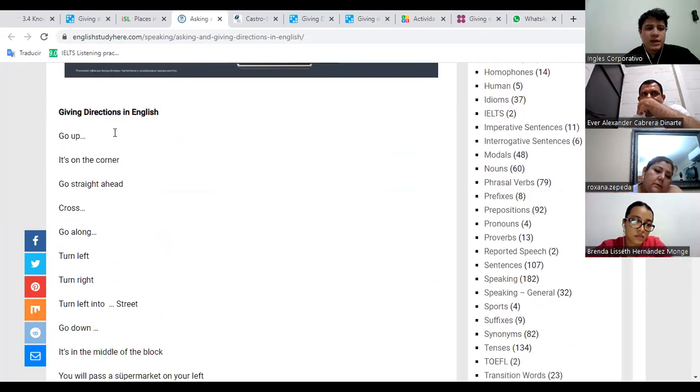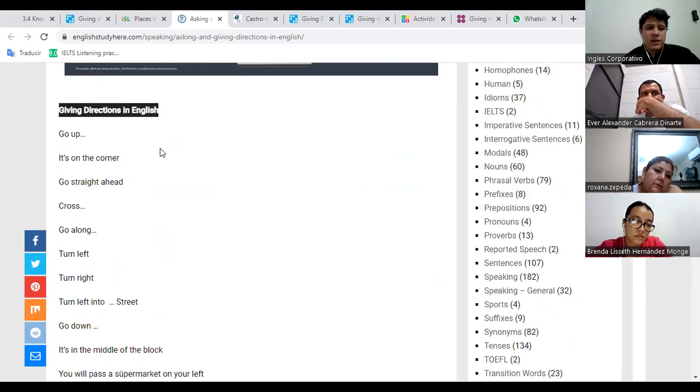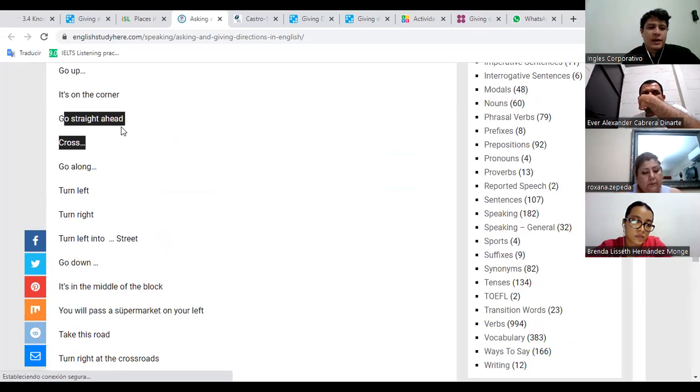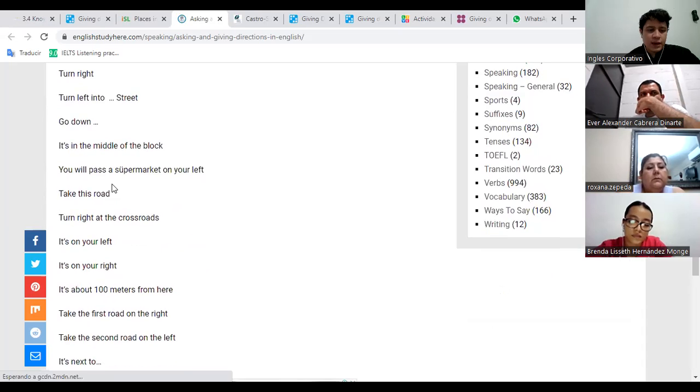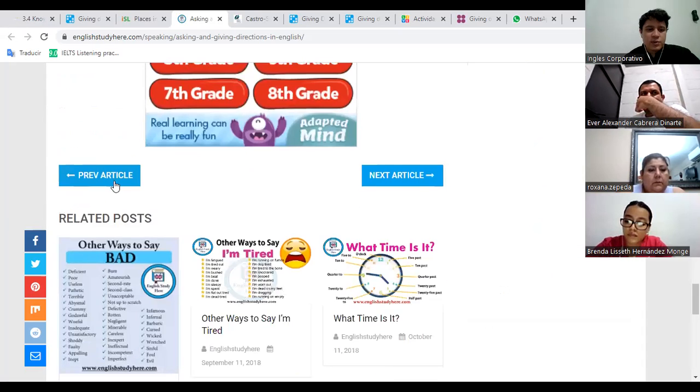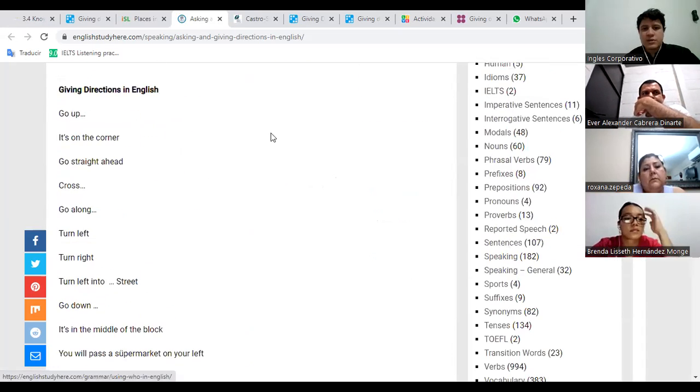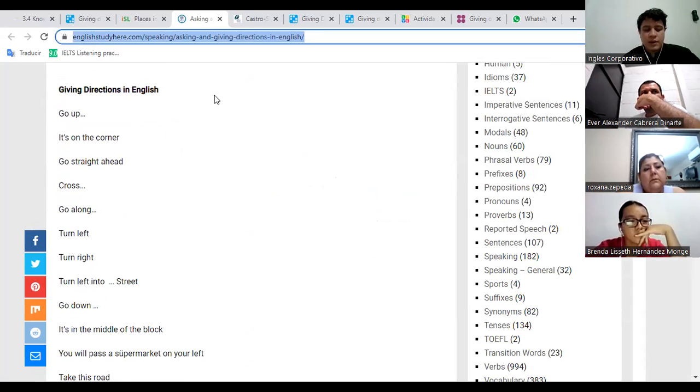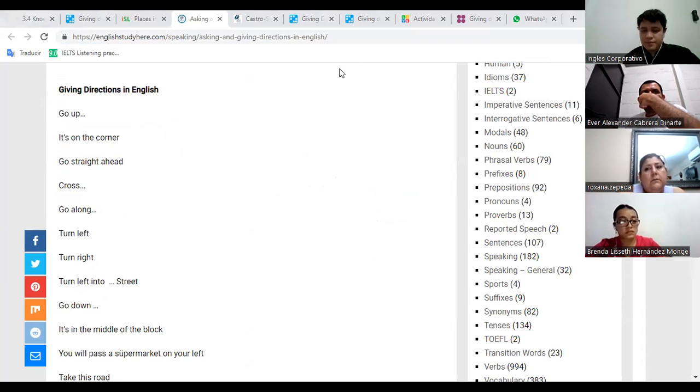And giving directions in English: go up, it's on the corner, go straight ahead, cross, go along, turn left, turn right. Okay, guys, let me share this link with you so you can have it and practice.